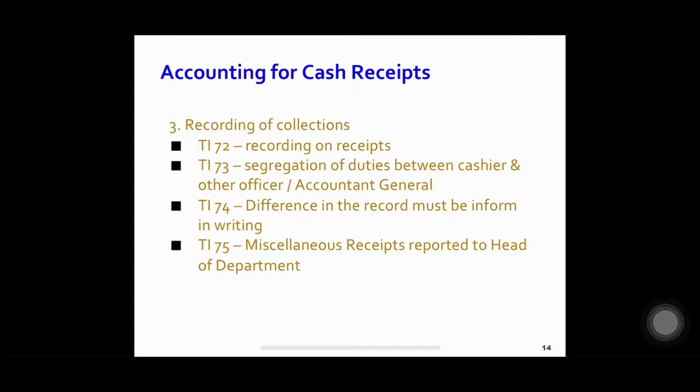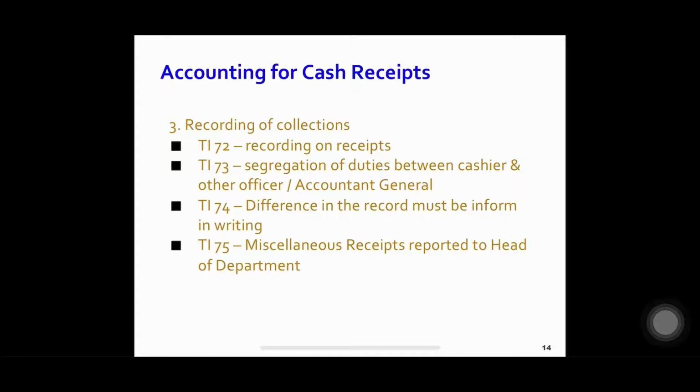Moreover, if the amount collected is different from the amount due, the officer in charge must inform the collector in writing. Then, any surplus on balancing books with actual cash received must be credited to the government revenue under miscellaneous receipt. And this must be reported to the head of department.